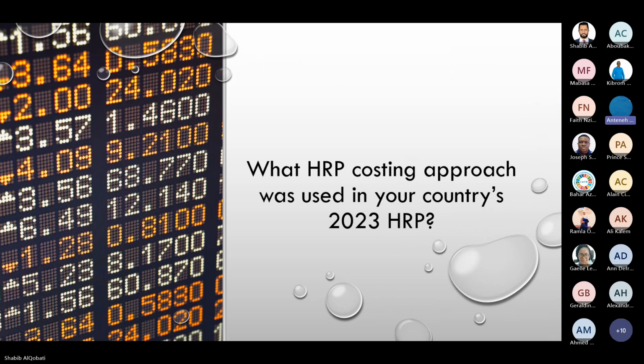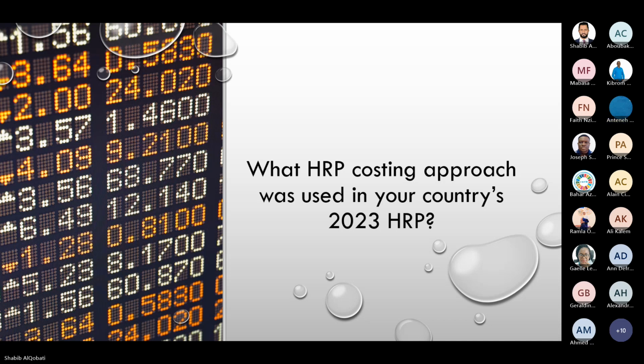So the last step of the process is the costing, and I will briefly discuss how we do the costing and the options available. But quickly, can you just put in the chat box what HRP costing approach you used in 2023 in your respective country? There are a couple of options for HRP costing, but in your case, what options have you applied? What methodology did you apply? Very quick response. Let's spend 30 seconds. What was your HRP costing approach? Did you submit projects? Did you do something else?